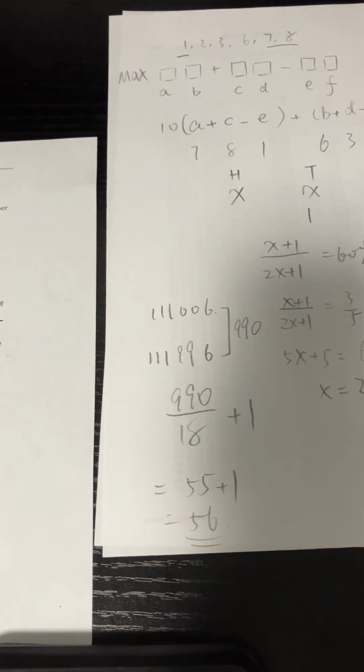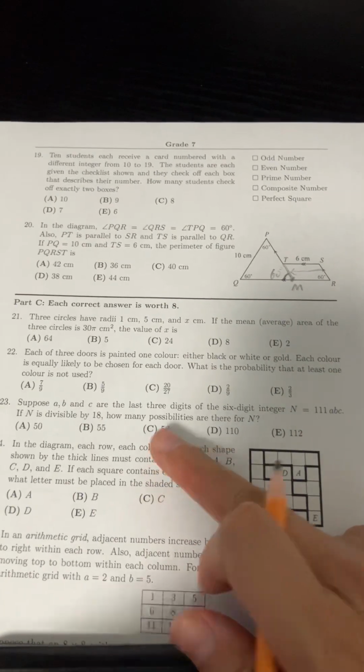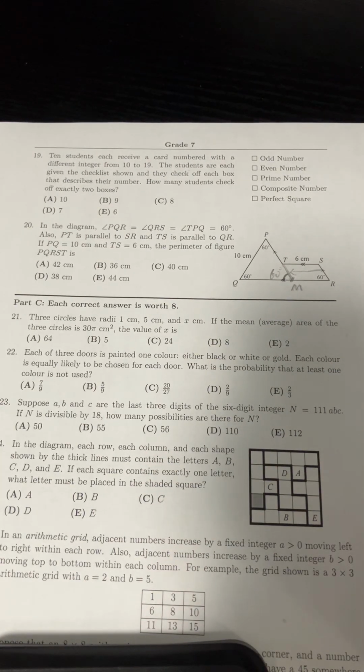It's like the tree planting model. So the number of trees is always 1 more than the number of gaps. So here the answer is 56. Do we have a 56 here? Yes, we do have a 56 here. So that is it. That is problem 23.